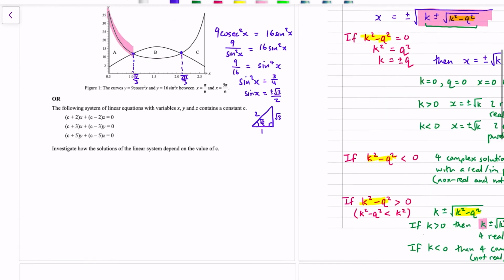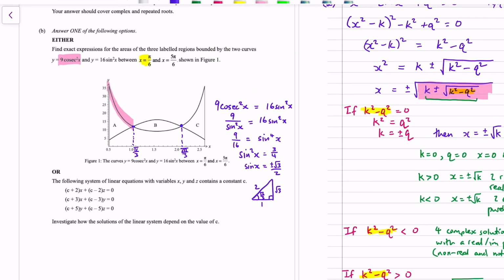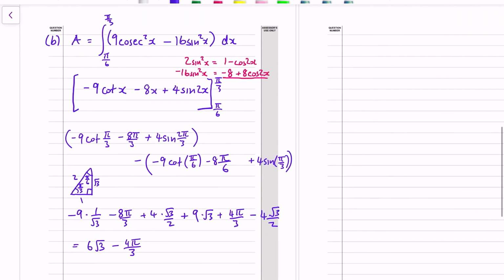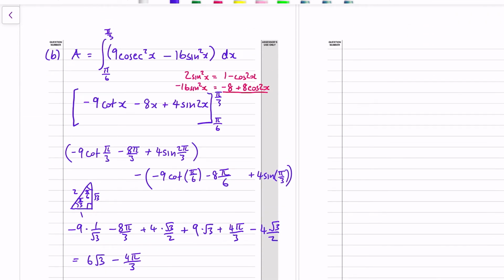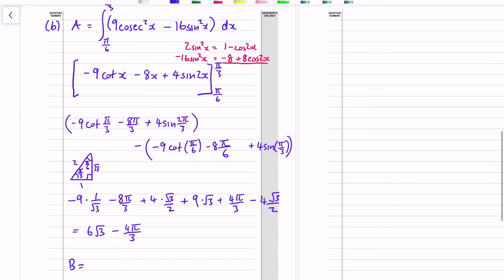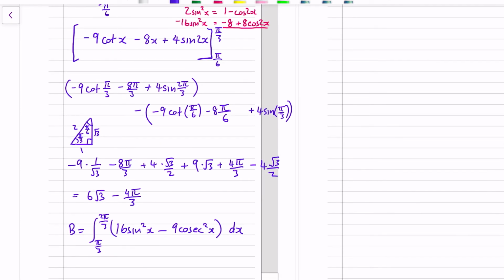Now, the second region, region B, the only thing that changes is the limits and the fact that the top function becomes 16 sine squared x and the bottom function is now 9 cosec squared. So our integral's the other way round. We're integrating between pi over 3 and 2 pi over 3, 16 sine squared minus 9 cosec squared. So our antiderivative will be the negative of what we had earlier. We want the negative of that because we're integrating the other way around.